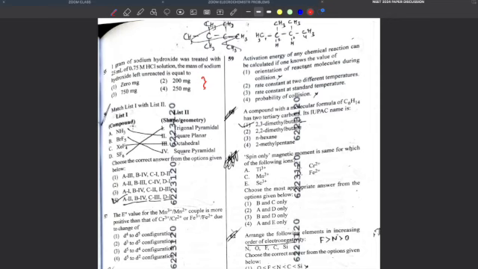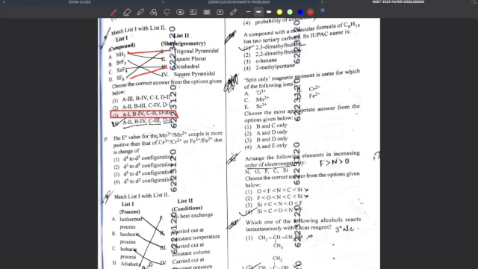Next one, NH3, BF3, these are given, and the structures are given. NH3 is trigonal pyramidal, so A goes with 1, and SF6 is octahedral, so SF6 goes with 3. So that is D3, only one option has it. So A goes with 1, B goes with 4, square pyramidal, correct? Right, answer is B.